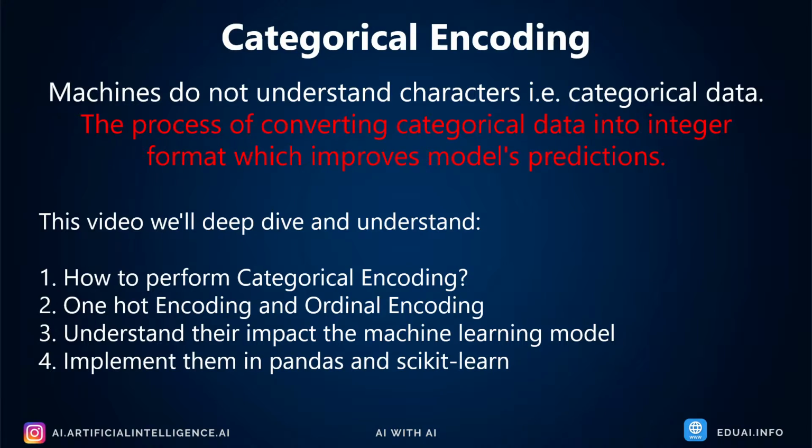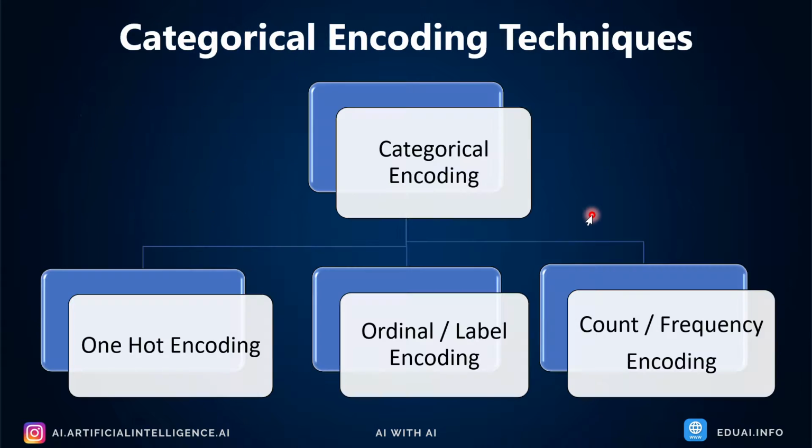First, let's understand different categorical encoding techniques and what their types are and what each type means. As you see in the diagram, we have mainly 3 types in categorical encoding. The first one is one-hot encoding, also called nominal encoding. The second type is ordinal or label encoding. And the third type that we have is count or frequency encoding. What does each type mean?